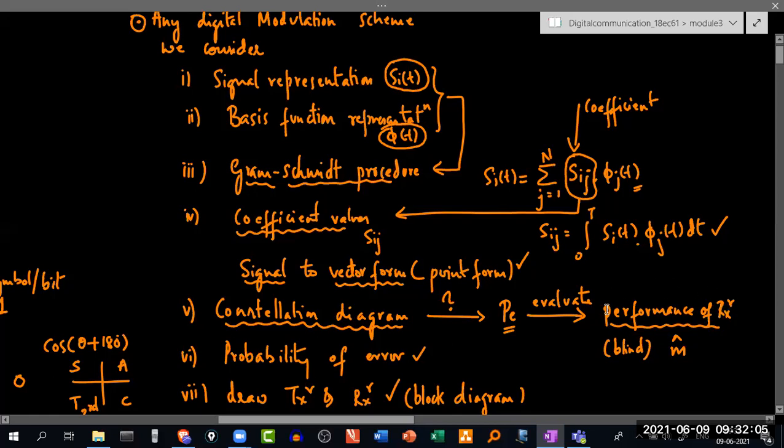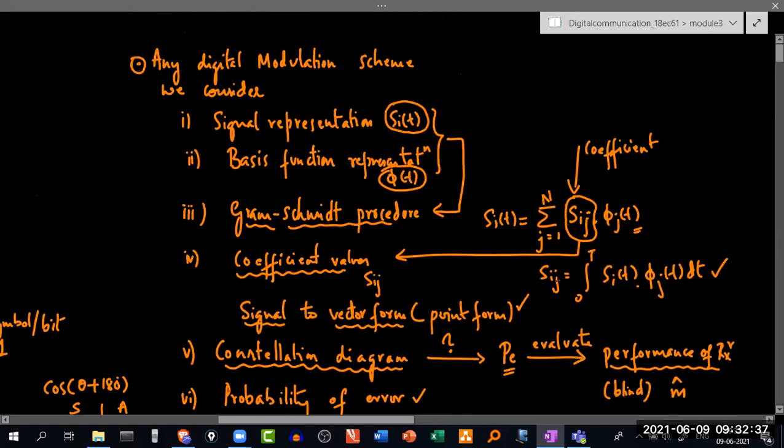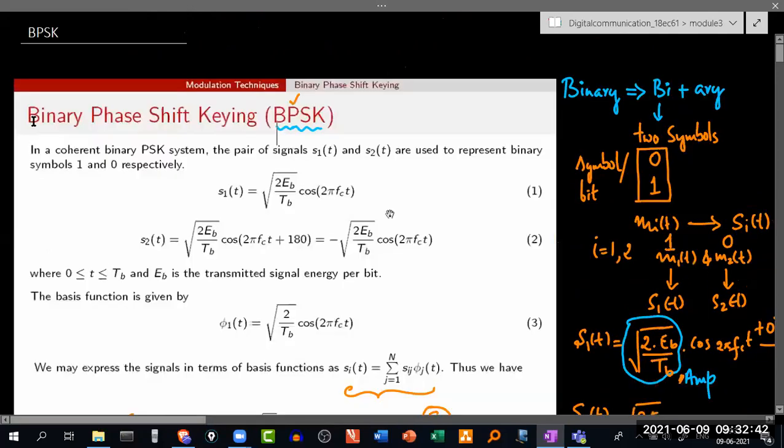The performance of the receiver has to be evaluated because the receiver is not that intelligent. It can be thought of as a blind person who has the ability to just calculate some estimate of m. So we have to evaluate the performance of the receiver. Finally, after calculating the probability of error, we draw the transmitter and receiver block diagram. This is the common procedure we employ when we go through any of these modulation techniques.